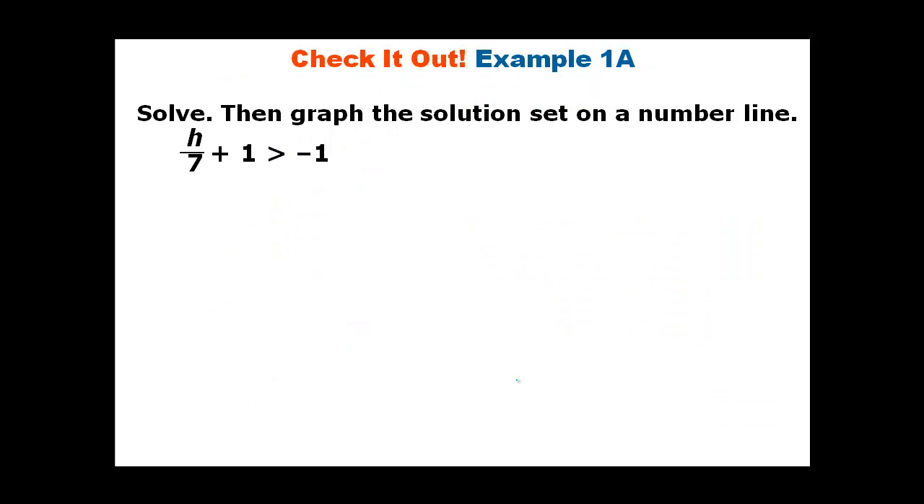Next question. Solve, then graph the solution set on a number line. We have h over 7 plus 1 bigger than negative 1. Okay, which numbers do I need to remove? I need to remove 1 and 7.